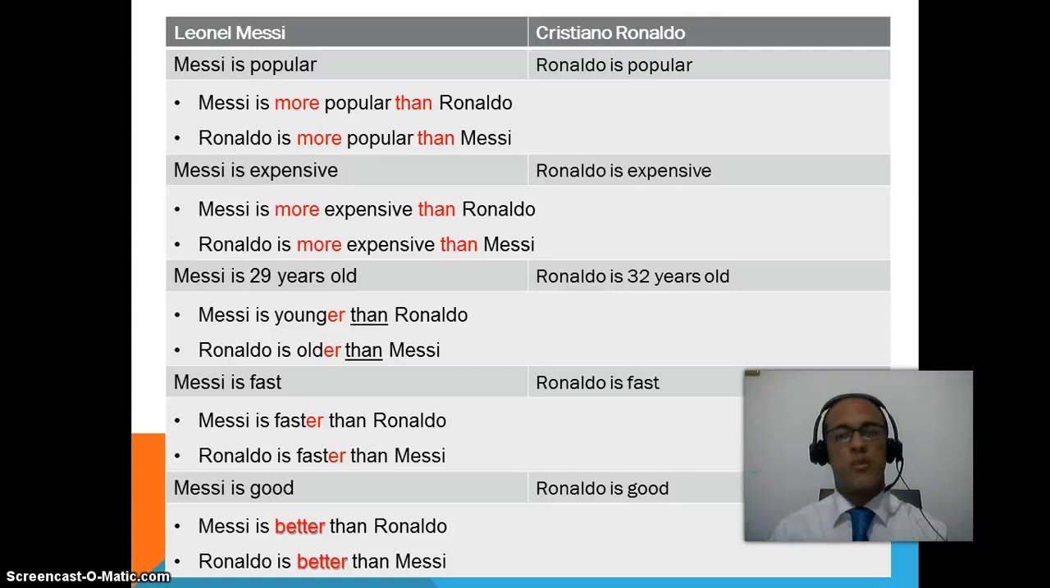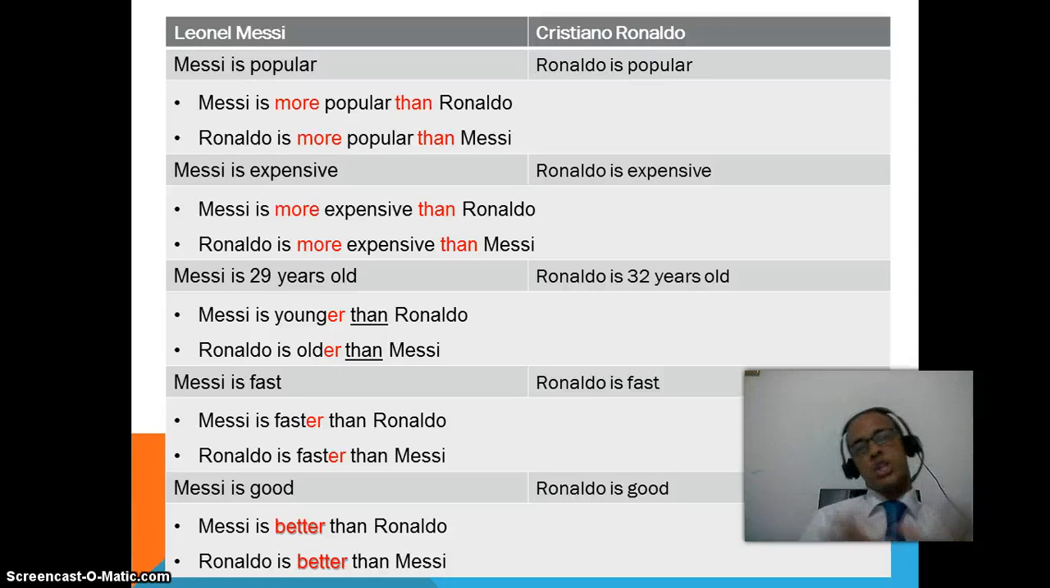Now, talking about prices, soccer players are bought and sold. So, who is more expensive? Who do soccer teams have to pay more money for? Is it Messi? So Messi is more expensive than Ronaldo. Is it Ronaldo? So Ronaldo is more expensive than Messi, and so on.